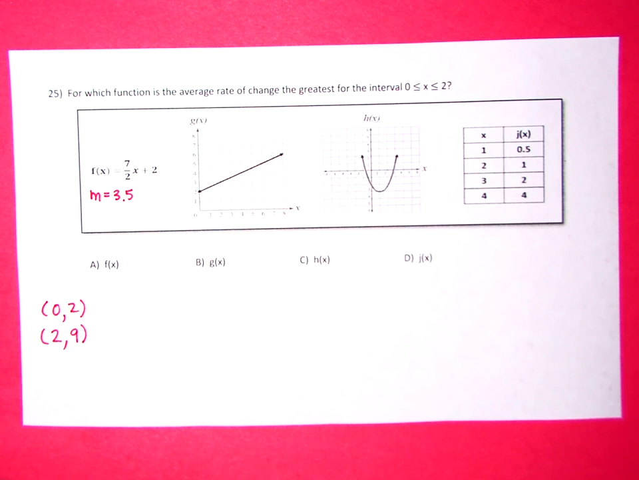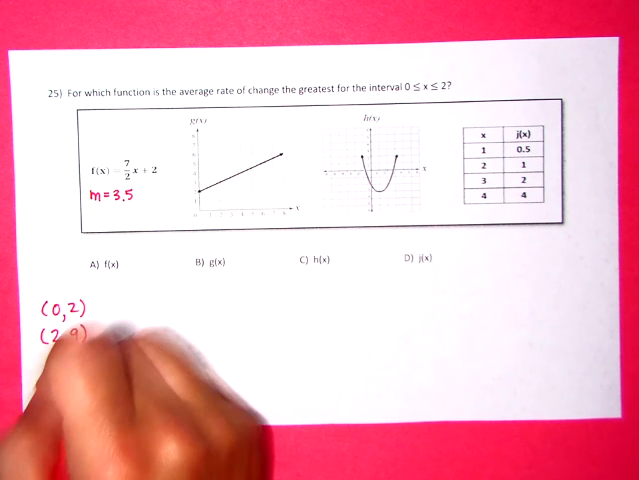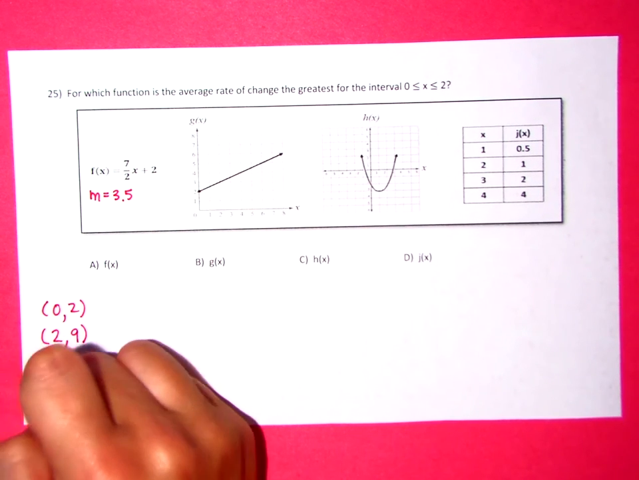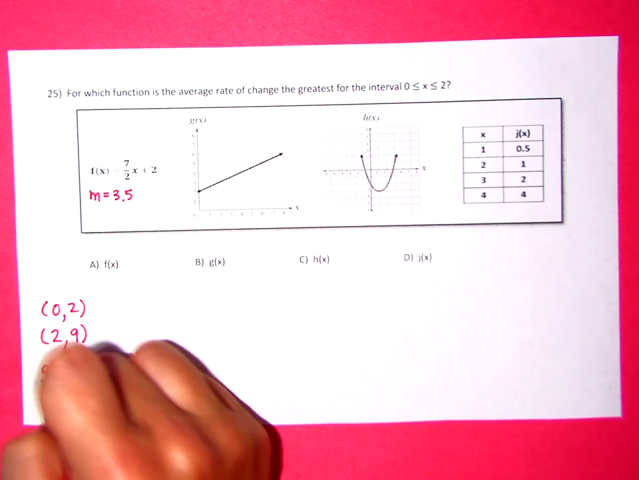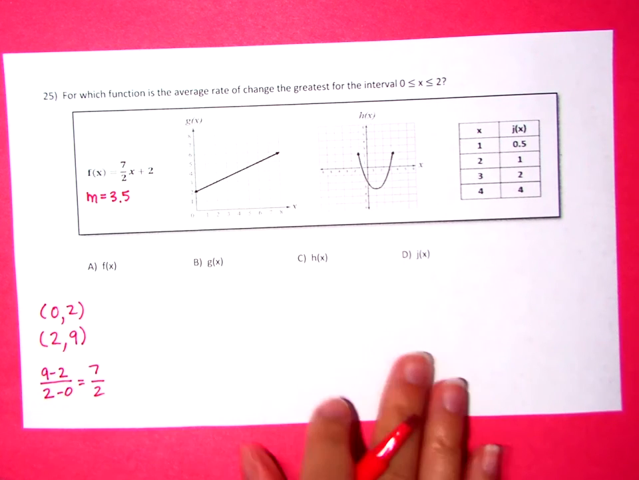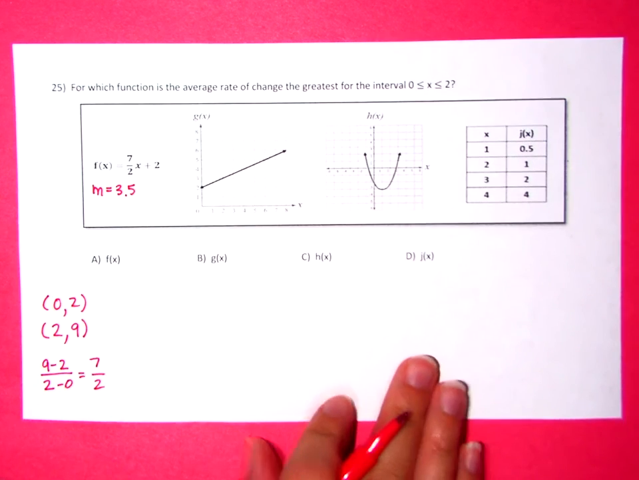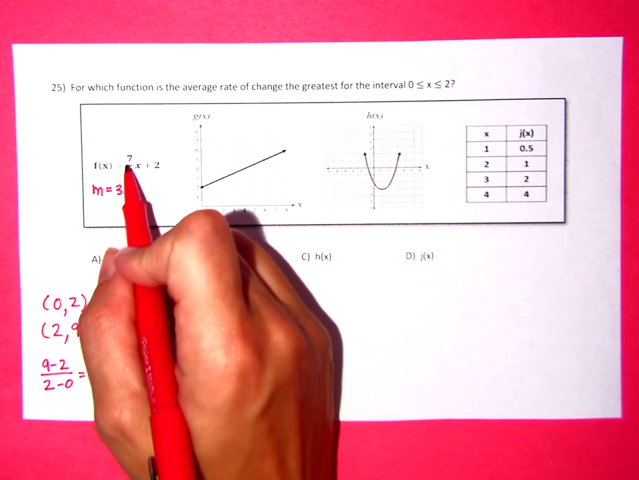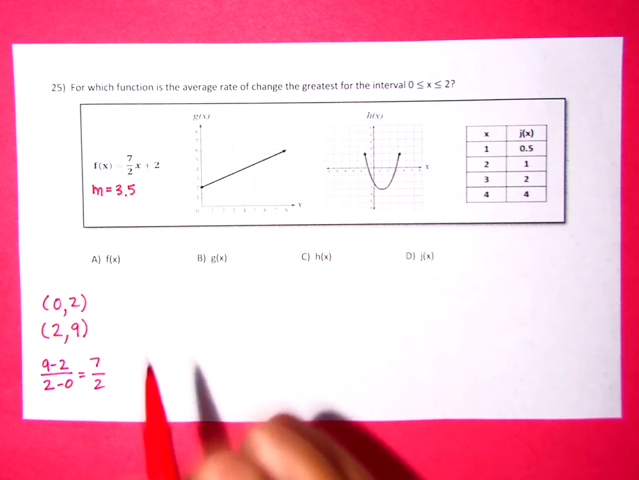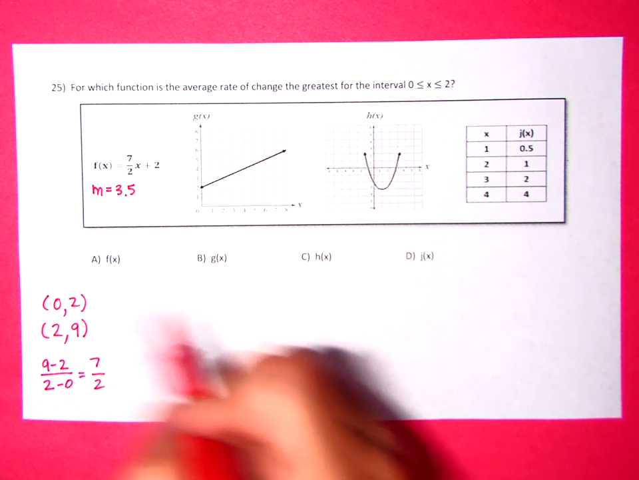Okay? And then we could find the slope here, the rate of change. So our y2 minus our y1 over our x2 minus x1. And that's going to give us 7/2, which brings us right back to where we were. Or we could have just looked before and said, well, this is linear. That has to be the average rate of change because it's a constant rate of change.